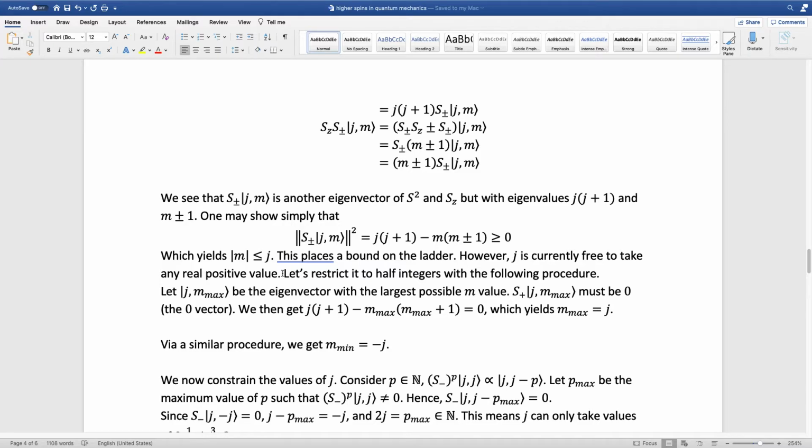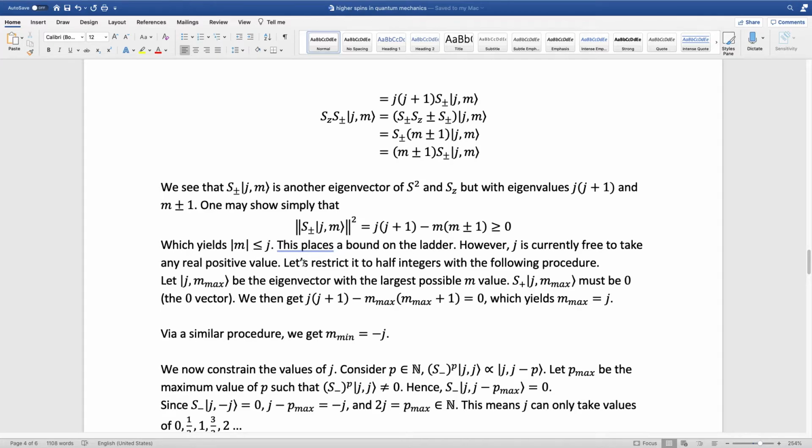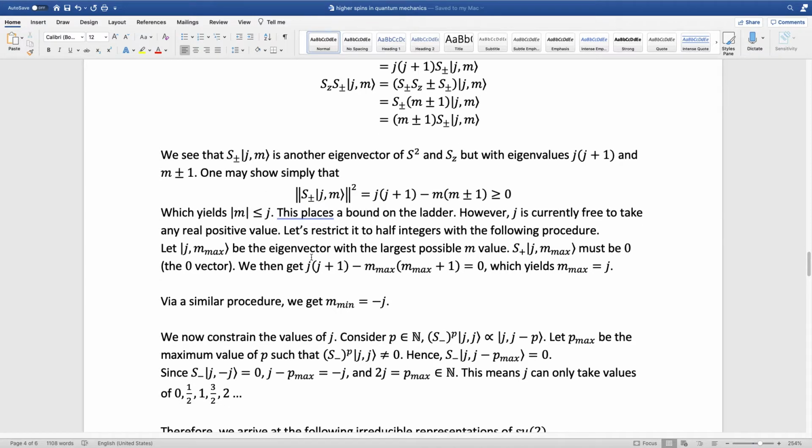However, before we do that, let's check what values m can take. Namely, we are going to show that m can reach j and minus j, because this over here just tells us m cannot go beyond j and minus j, but it does not guarantee that m can reach j or minus j. To do so, let's restrict.